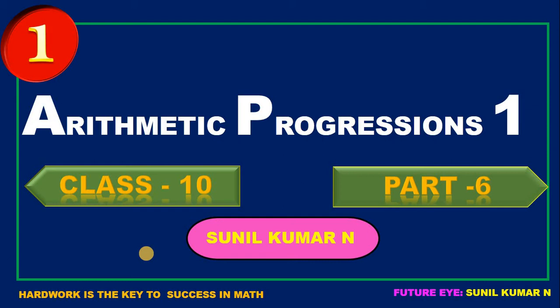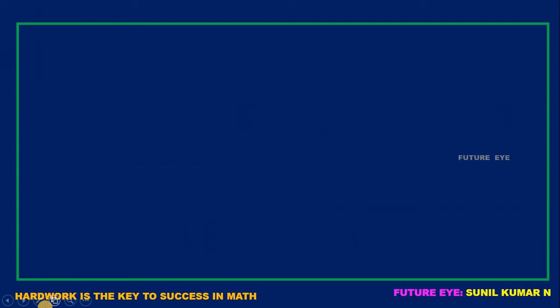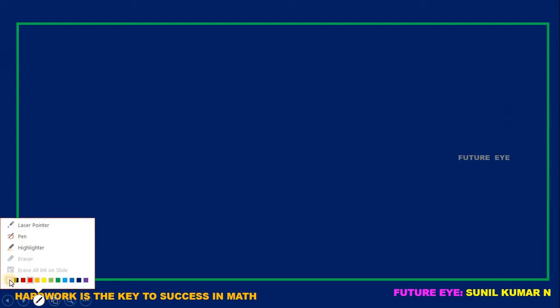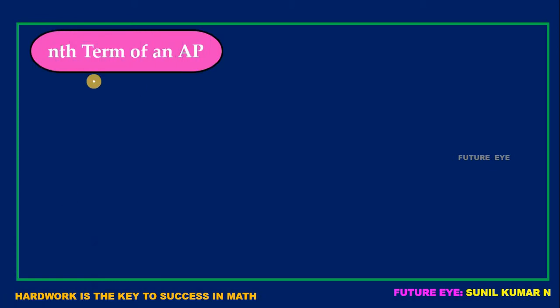Dear students, in this class, let us discuss the second topic from the chapter Arithmetic Progression, that is the nth term of an AP. Very important topic. Every year there will be problems on this topic. Now let us move on to today's class, children. Nth term of an AP.